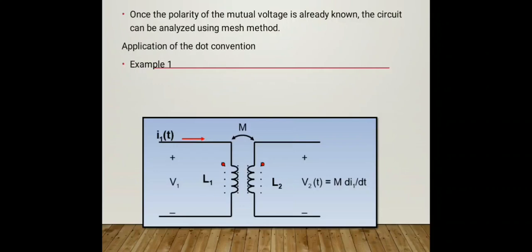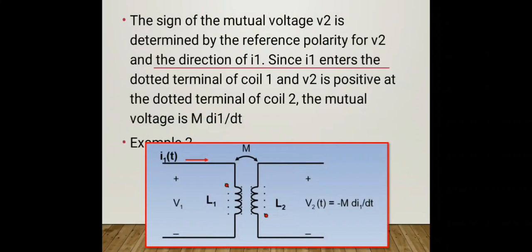Once the polarity of the mutual voltage is known, the circuit can be analyzed using the mesh method. The following example circuits are given below. The application of dot convention in example 1. Let's see. When the current enters the dotted terminal in both coils, the mutual inductance is positive. If the current enters one coil and leaves the neighboring coil, the mutual inductance is negative. For example 1, the sign of the mutual voltage V2 is determined by the reference polarity for V2 and the direction of I1.